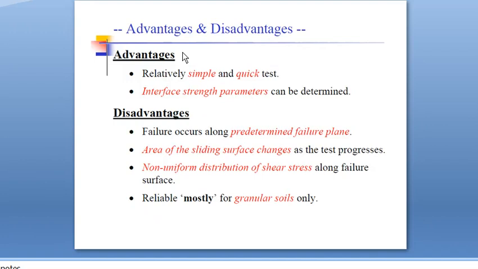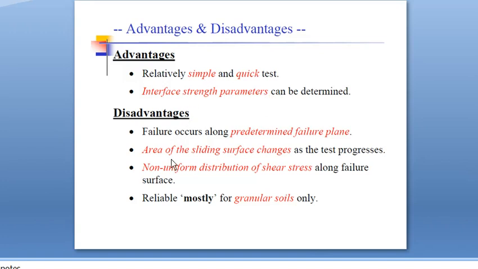And next is advantages and disadvantages of direct shear test. Advantage, as I told, the test is very simple, cheap, and it is a quick test. The experimental setup is very cheap. Second advantage is we can find out different strength parameters, that is, by this experiment we can find out the strength parameters like c and phi, by drawing a failure envelope. These are the advantages.